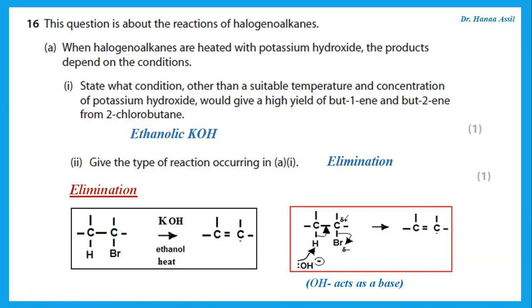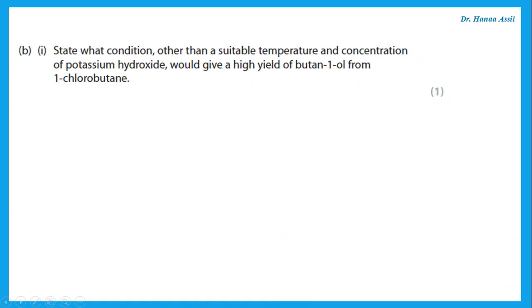Remember that in this case, the hydroxide ion is acting as a base. It takes up the proton from the neighboring carbon in the halogenoalkane, and the electrons go to the carbon-carbon to form a double bond, and the Br leaves with the electrons of its bond. So this is an elimination reaction.